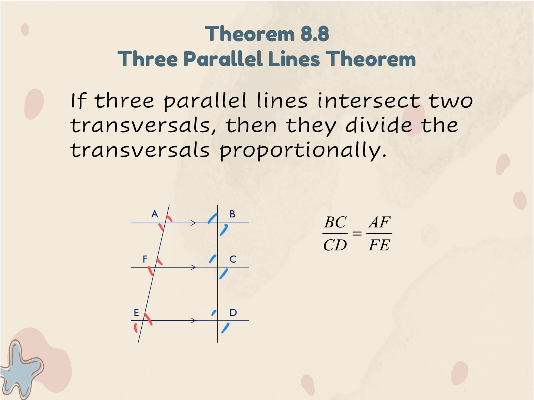So if they tell us BC over CD, BC is this part right here, and CD is this part right here, equals AF, which is this small part right here, over FE. So this is the top of the figure, and this is the bottom of the figure. They're telling us all of those are congruent.